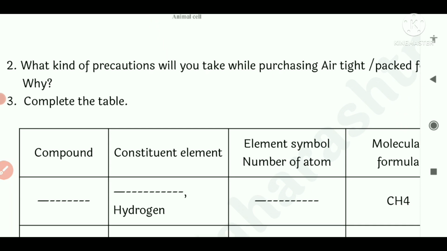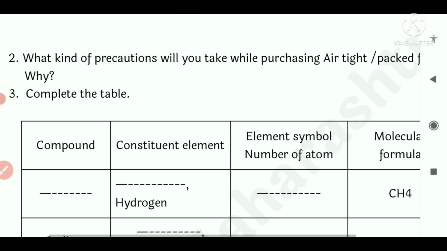What kind of precautions will you take while purchasing airtight or packed food?